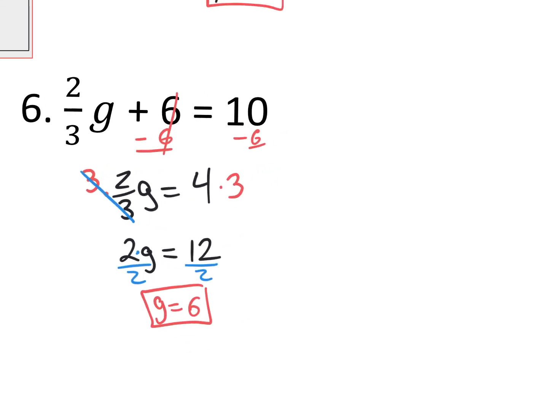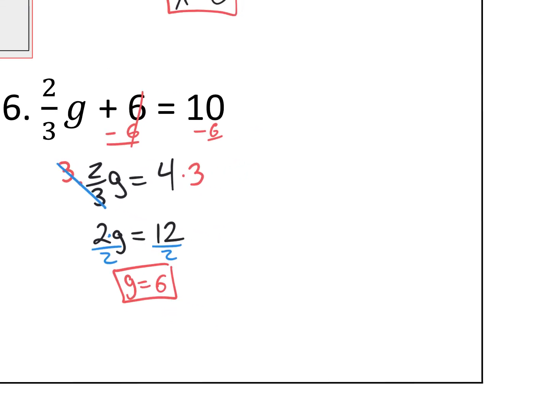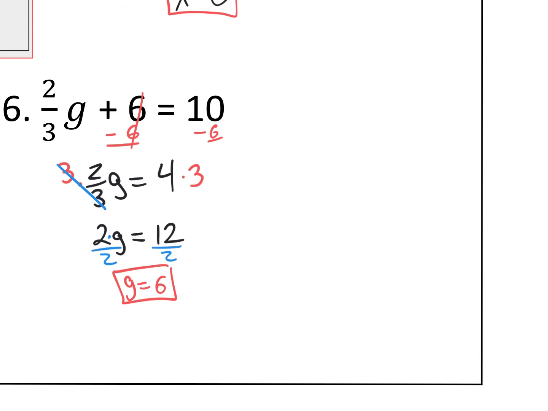Now, let's say that you really wanted to get rid of the fraction first. I don't recommend that. Why is that? No, it's not that it's hard. It's just that it makes the numbers bigger, because remember, you can do whatever you want to an equation as long as you do it to both sides of the equation. So let me rewrite the whole thing here. Let's say we had 2/3 g plus 6 equals 10.